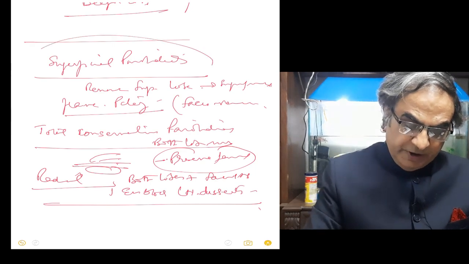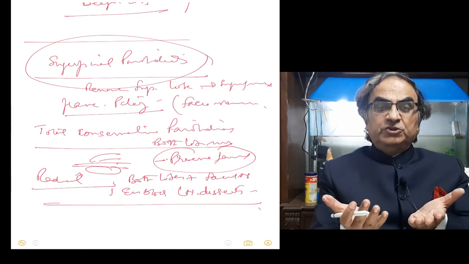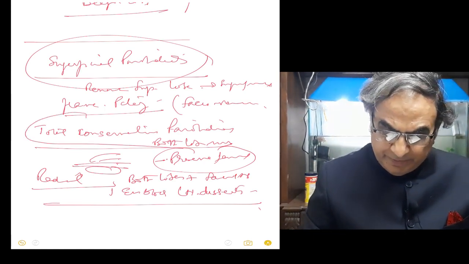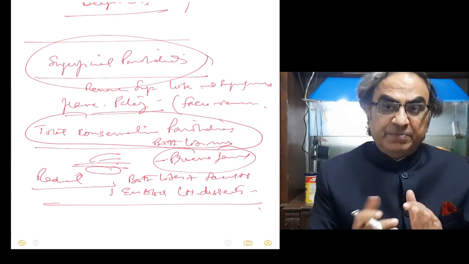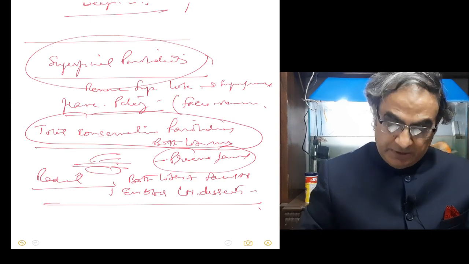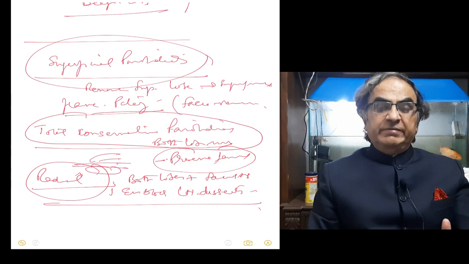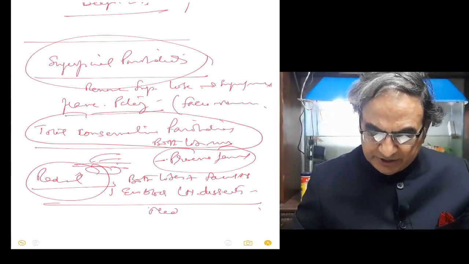So superficial parotidectomy is the type where we remove the lobe which is lying superficial to the faciovenous plane of Patey. Total conservative parotidectomy is where we remove both the lobes, superficial as well as deep, but we preserve the facial nerve. And radical is where we remove both the lobes plus the facial nerve along with the draining lymph nodes. So you may have to do a neck dissection with it.